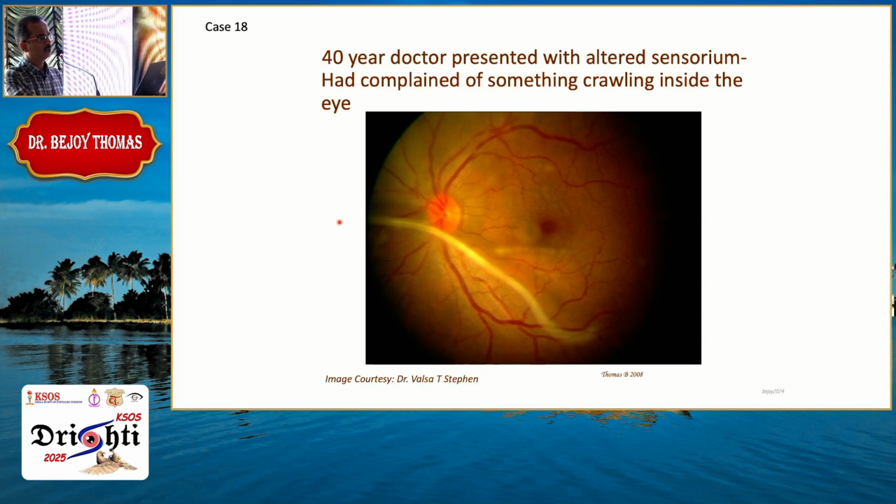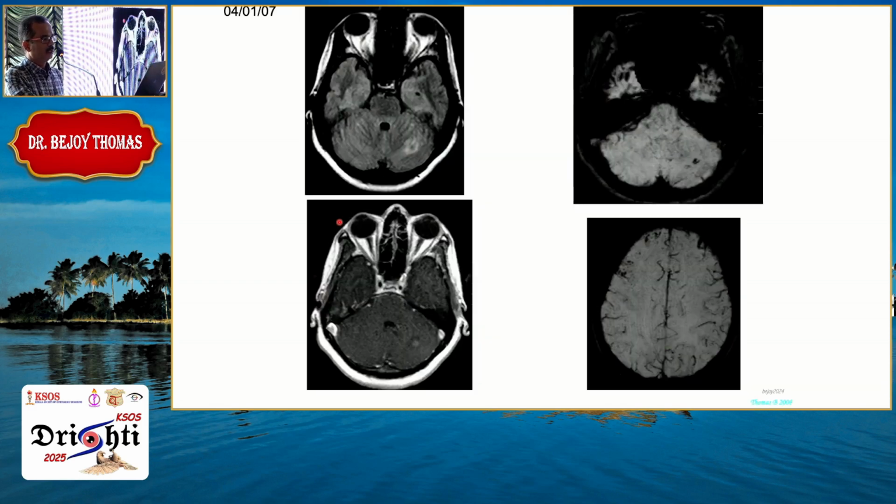The 40-year-old doctor presented with altered sensorium and complained of something crawling inside her eye. Because she had an altered sensorium, this was an old case. You can see that there was some hyperintensity in the cerebellum.